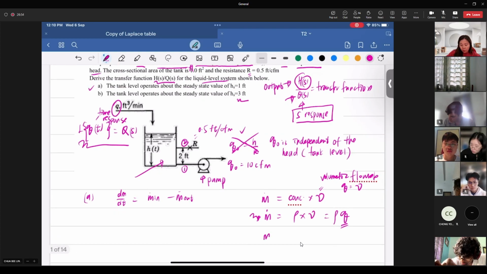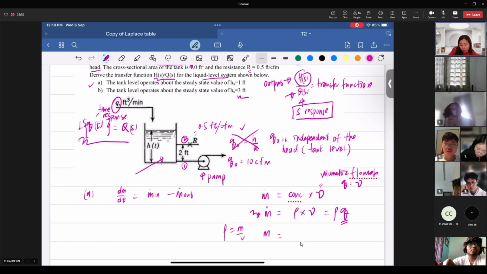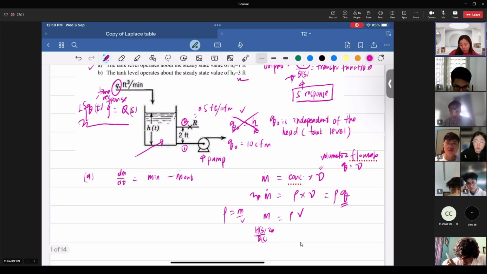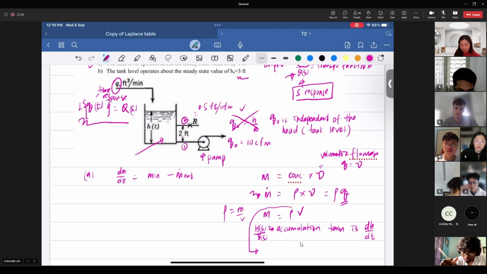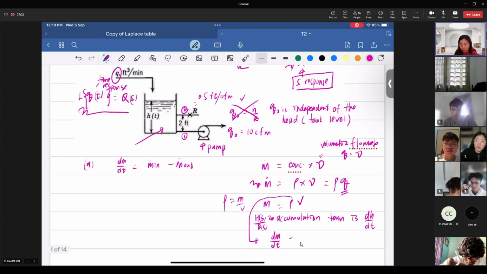Okay, so how about M? Rho equals M per V, so M equals rho V. So how do you relate to the output, which is HS over QS? Your output is related to the accumulation term. So I will put here, accumulation term is dH over dt. So you have to expand this equation. dm over dt is equivalent to d(rho V)/dt. Further expand the volume. Rho is constant, so factorize it outside. Then volume V is equivalent to area multiplied with the level. So you will have A constant outside, then dH over dt. So you will have dm over dt equivalent to this.